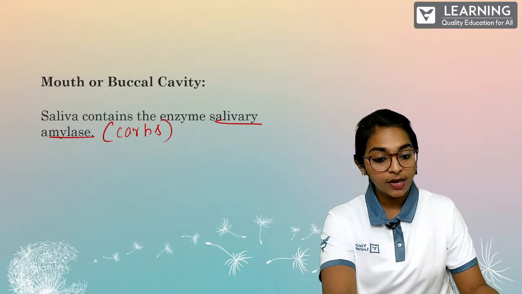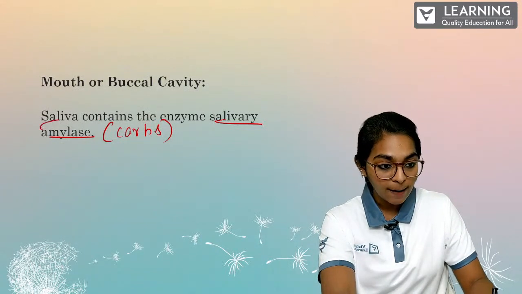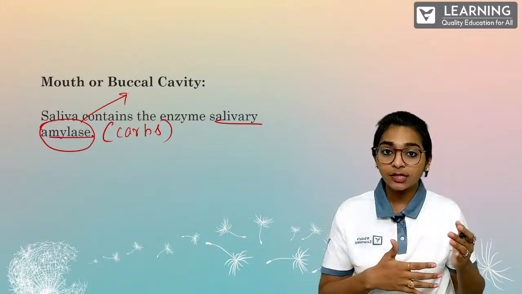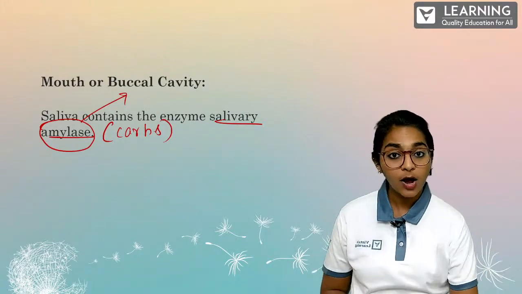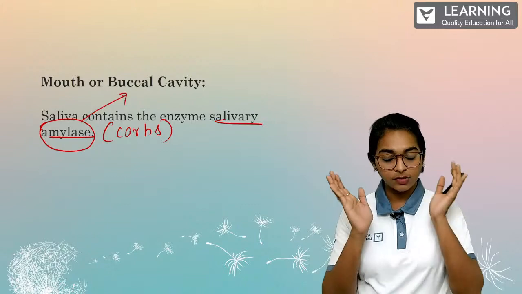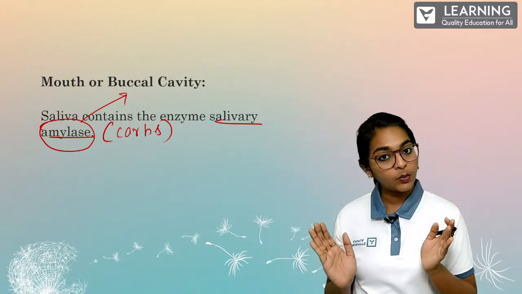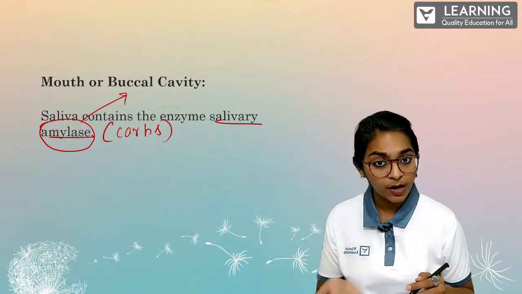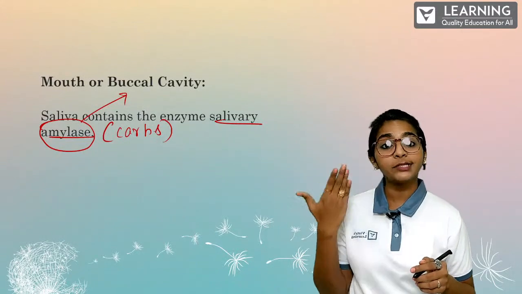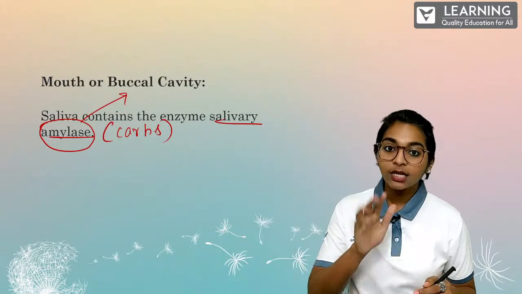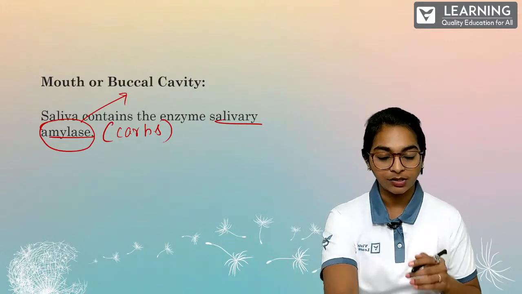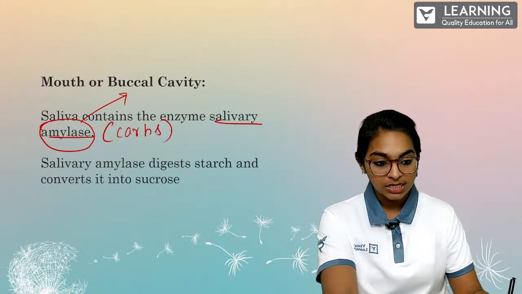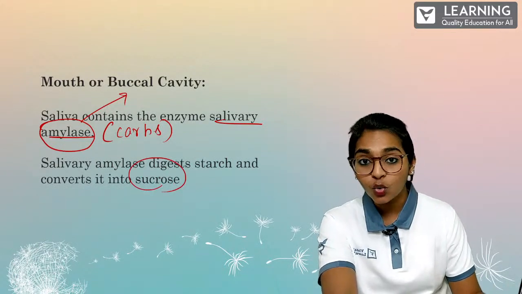Whenever you see the word amylase, it is always related to the breakdown of carbohydrates. You can just keep this in mind. Even in our pancreas, pancreatic juice secretes an amylase, which helps in the breakdown of carbs only. Trypsin helps in the breakdown of protein. Here, salivary amylase does carbohydrate breakdown: it digests the starch and converts it into sucrose.